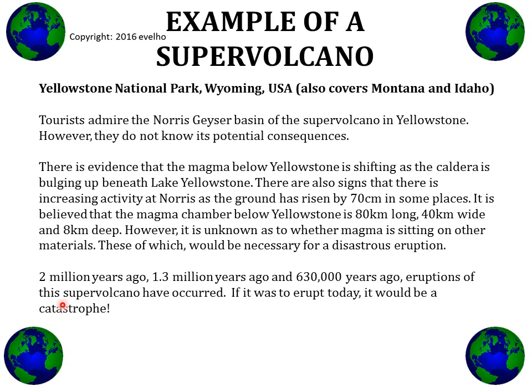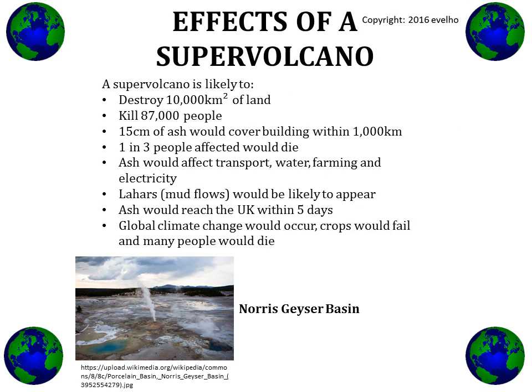So this particular supervolcano erupted 2 million years ago, 1.3 million years ago, and 630,000 years ago, and if it was to erupt today, it would obviously be a catastrophe. So the effects of a supervolcano, pretty much this Yellowstone supervolcano, but in general anyway, it's likely to destroy 10,000 kilometers squared of land. It would be likely to kill 81,000 people, and 15 centimeters of ash would cover buildings within 1,000 kilometers.